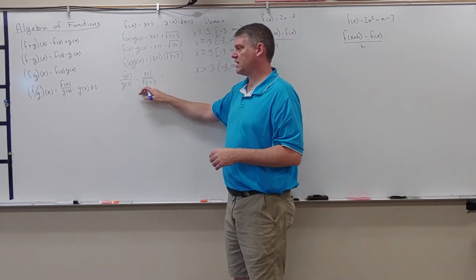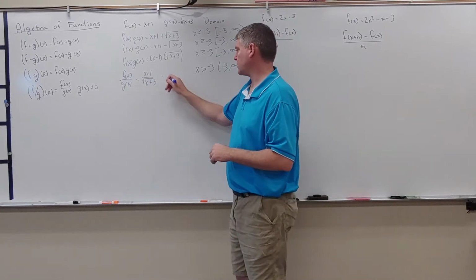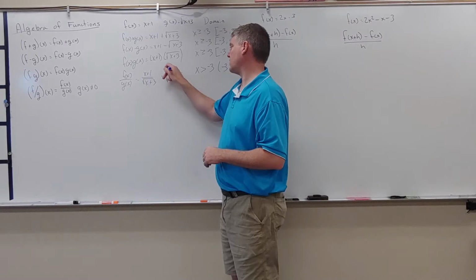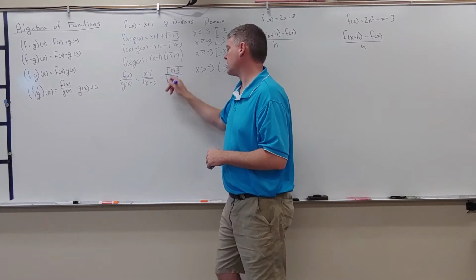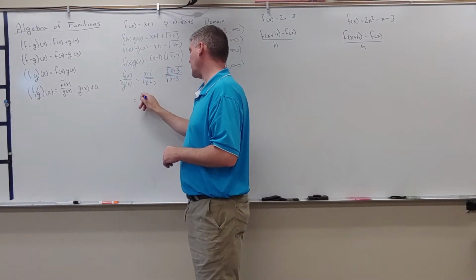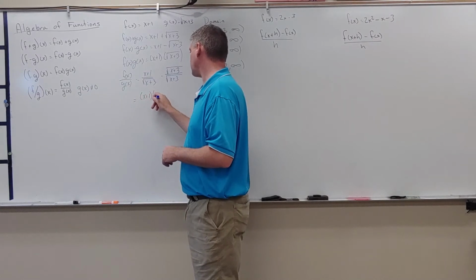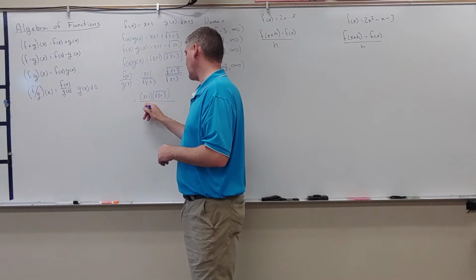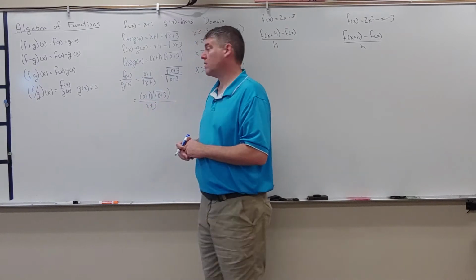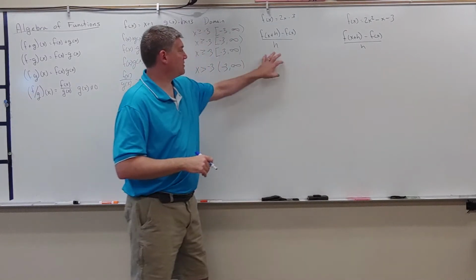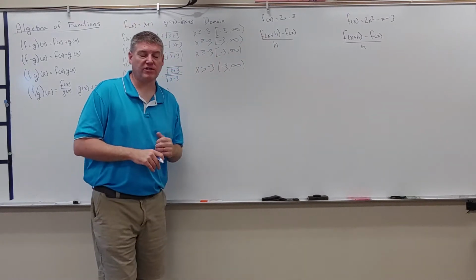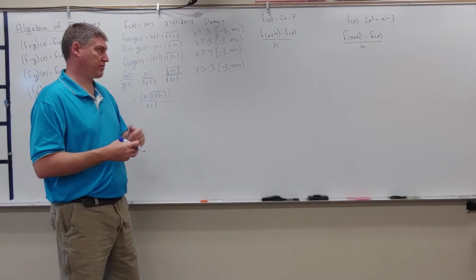Now, I don't want to leave this with the square root in my denominator. So I'm going to multiply top and bottom by the square root of x plus 3. That's going to give me x plus 1 times the square root of x plus 3 all over x plus 3. Okay.